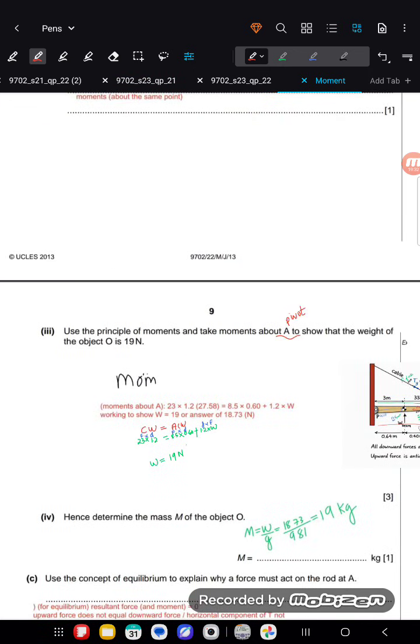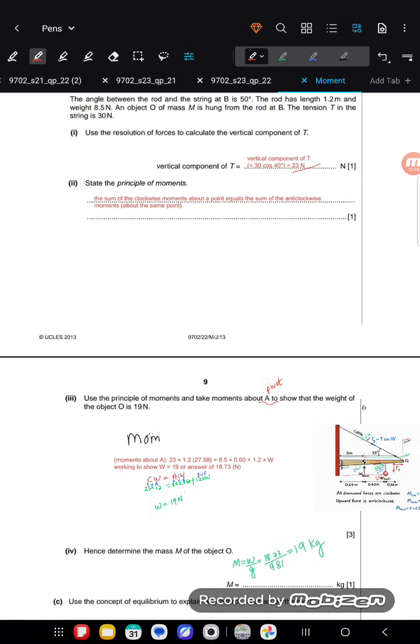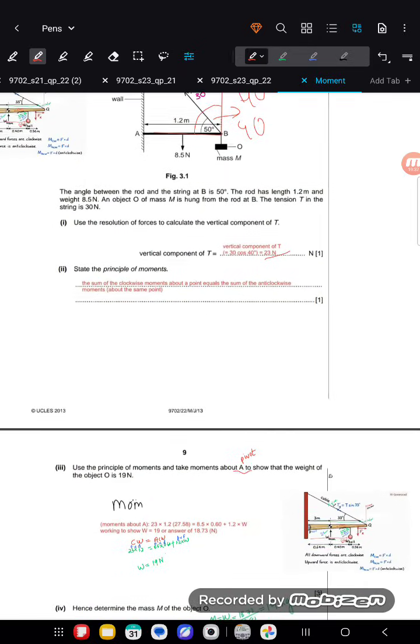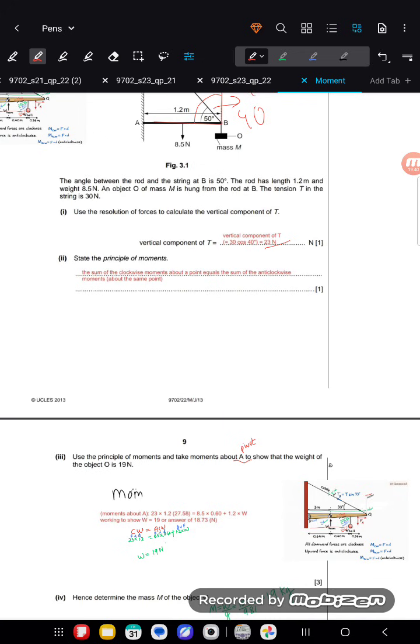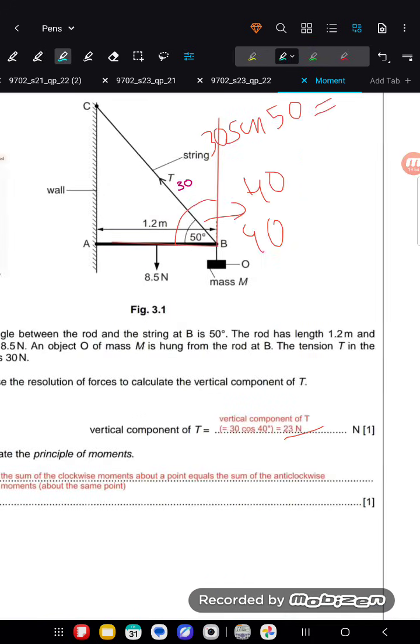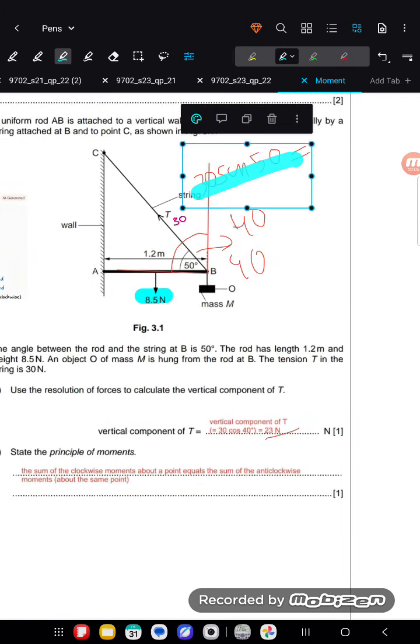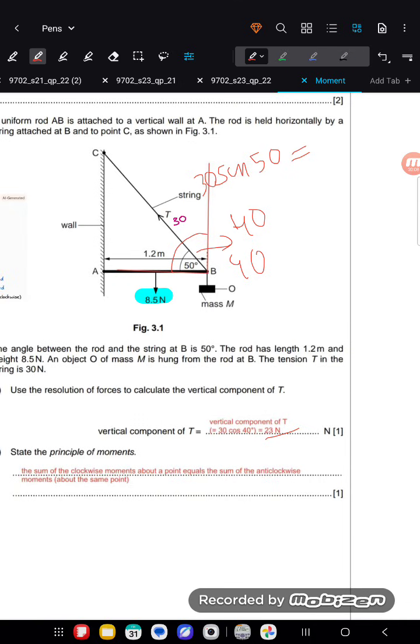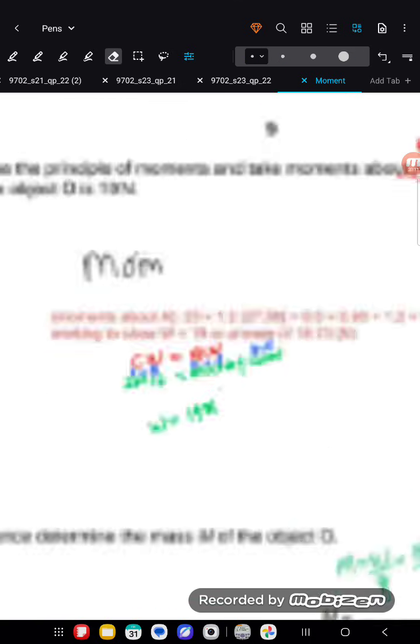So clockwise is force into distance, and anti-clockwise is force into distance, and there's also W, that is also force into distance. See here, there are two clockwise forces. Downward there are two forces acting, one is this one and one is this M. And for the anti-clockwise there is only one force.